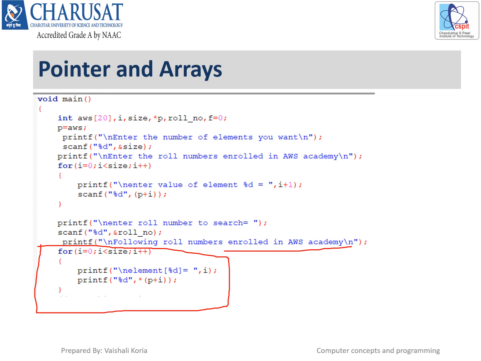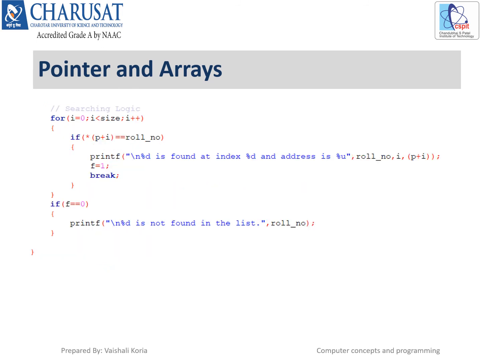So the same for loop is required, I is equal to 0, I less than size. But when we want the value of the array element, we have to use this format *(p+i). That is already discussed in the previous slides, that p plus I will give you the address and *(p+i) will give you the value. And after that, see here what we had done in the previous implementation.